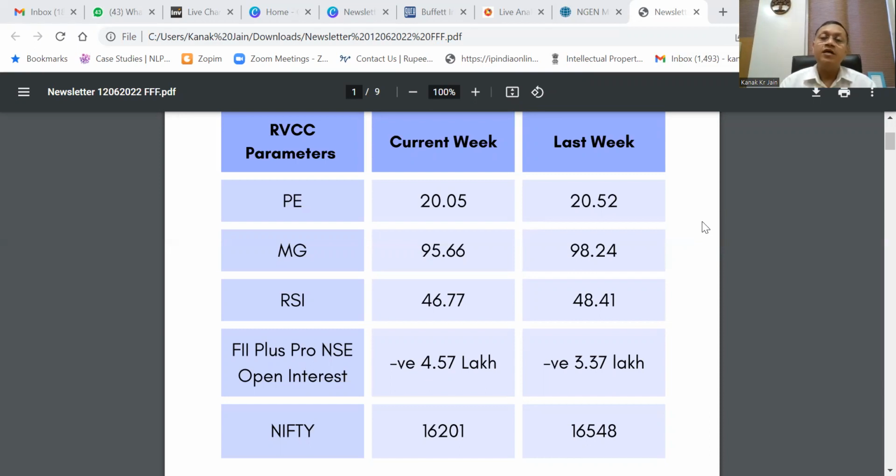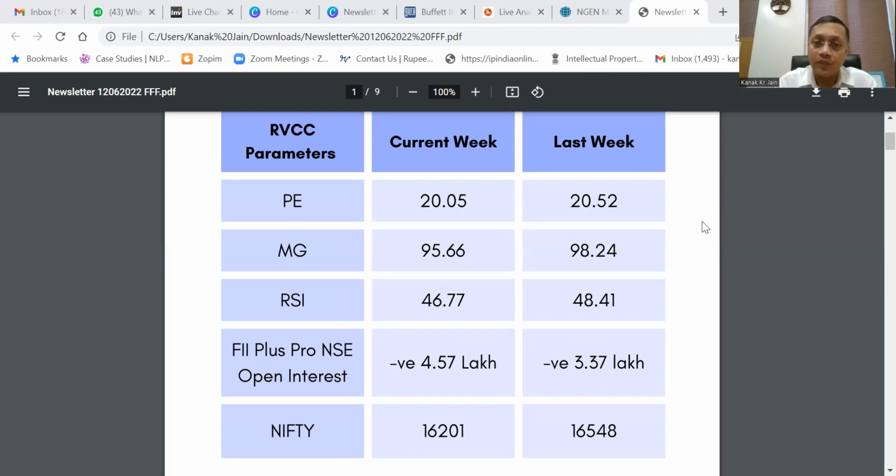The second parameter is the MG ratio, which is the market capitalization to GDP ratio. If we consider a level of 100, and the market is above 100, then it can be understood that the market is expensive. And if the market is below the normal ratio to the gross domestic product of our country, we can consider that the market is cheap. Currently, if this is 100, we are somewhere around 95. So if it is further low, it becomes cheaper. That has to be understood.